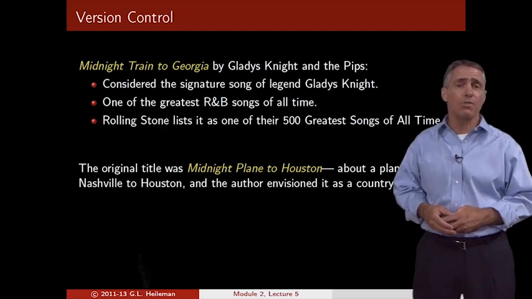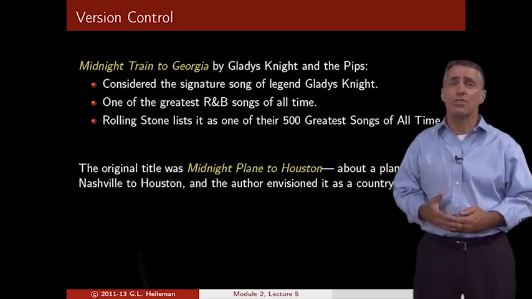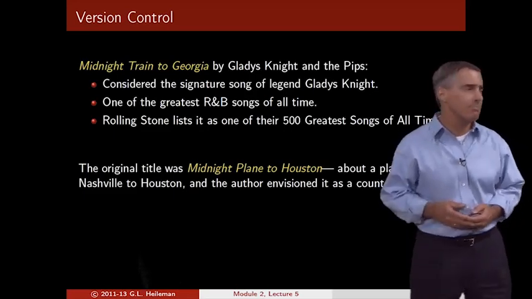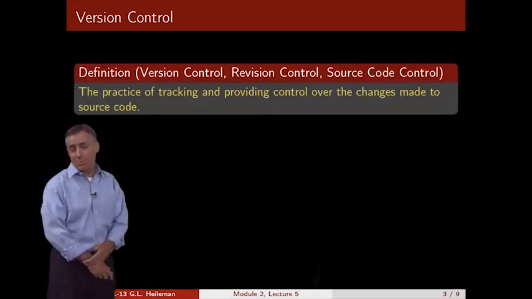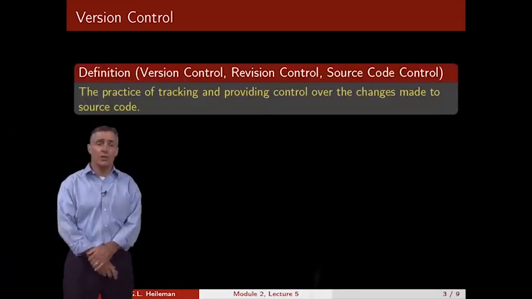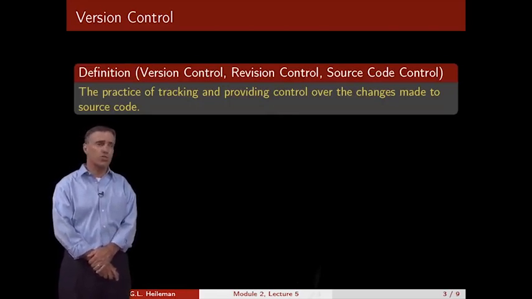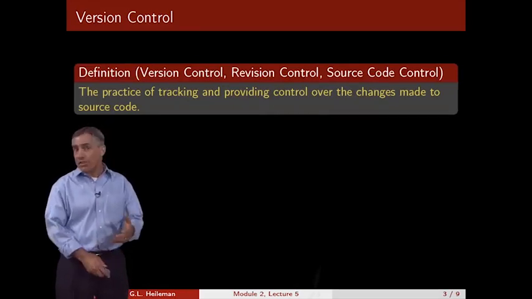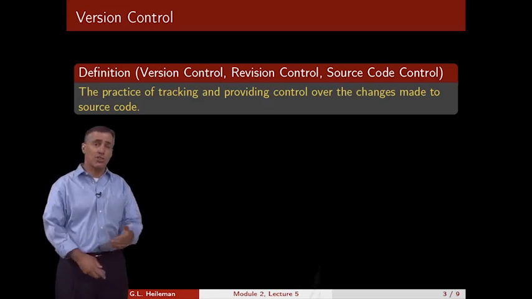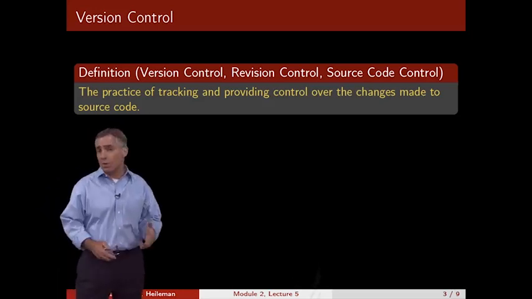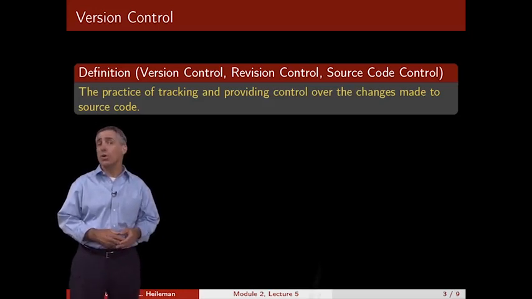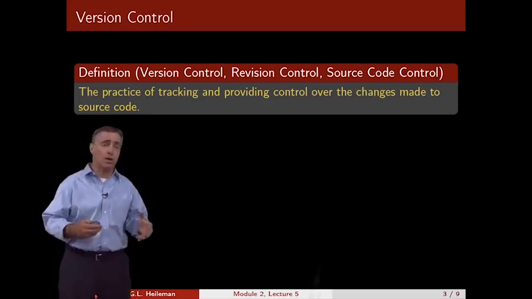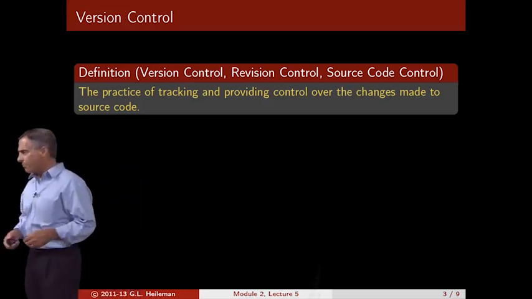It's very important for you to be able to track the various versions of software as it evolves over time. Let's start by defining version control, and sometimes you hear this referred to as revision control or source code control. It's the practice of tracking and providing control over the changes that are made to source code. And you want to be able to do this in case you need to back up to a previous version, or if you want to allow multiple people to work on a project at the same time.